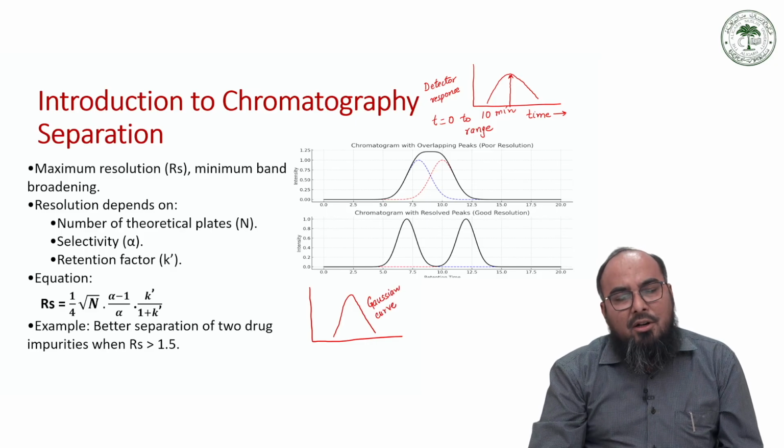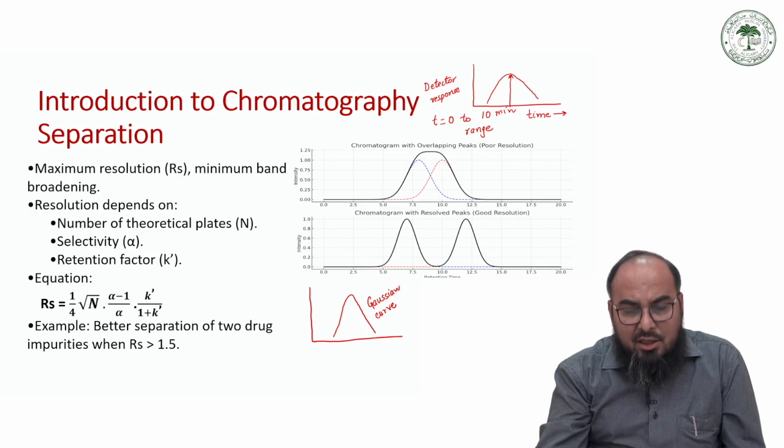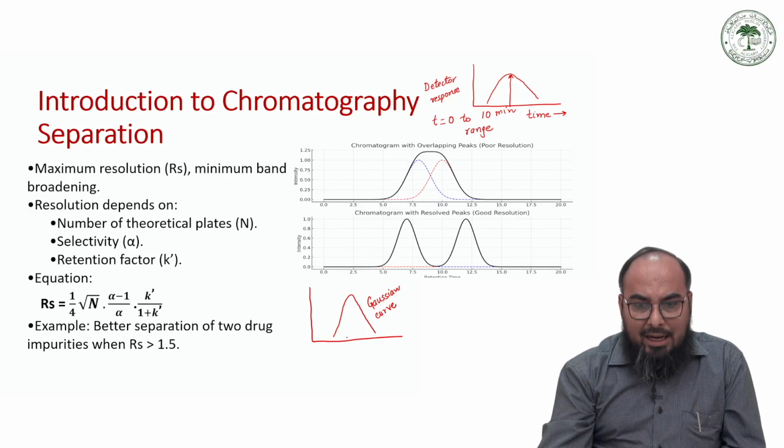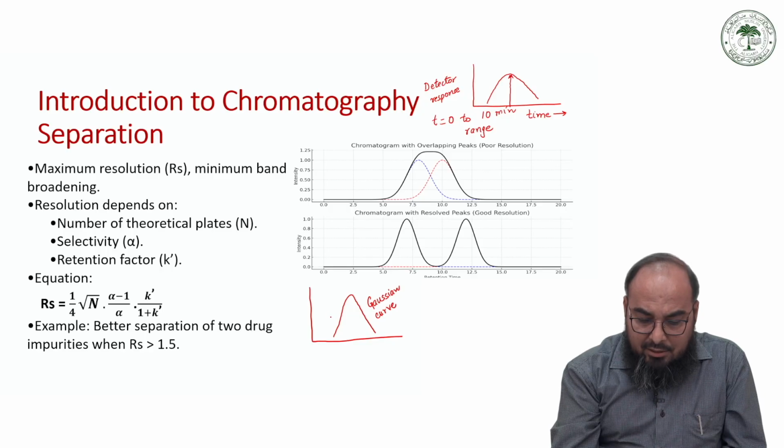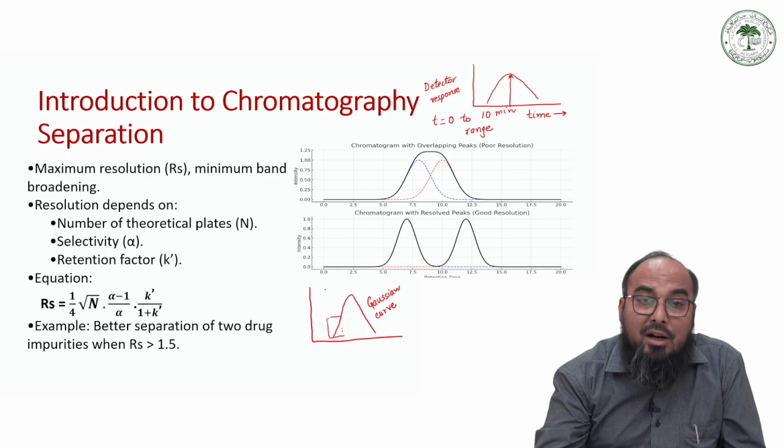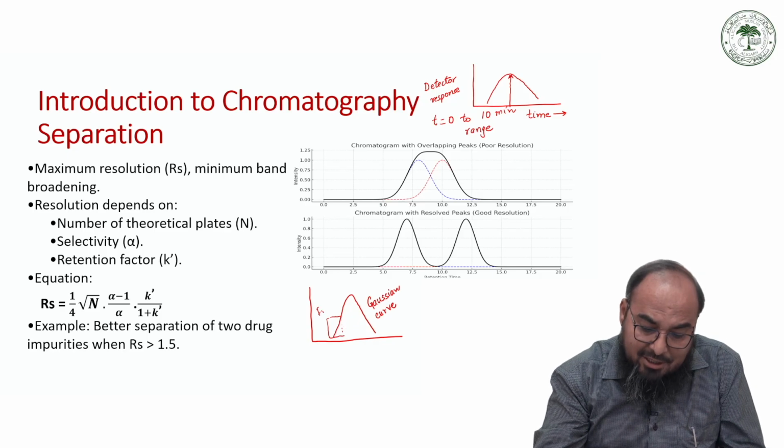Gaussian curve or normal error curve. This can also be called the normal error curve. This curve is important in the sense that this part of the curve is called the fronting. This is called the fronting part or front part of the curve.